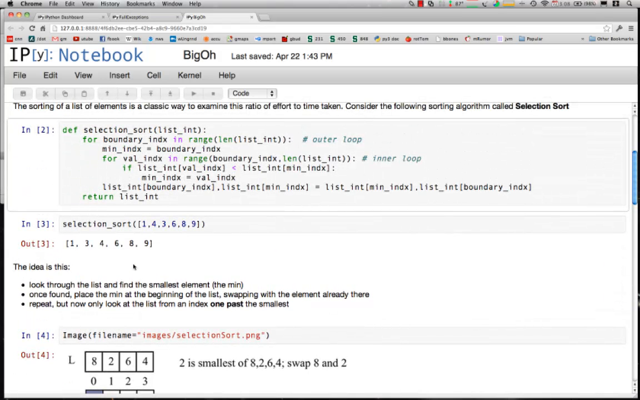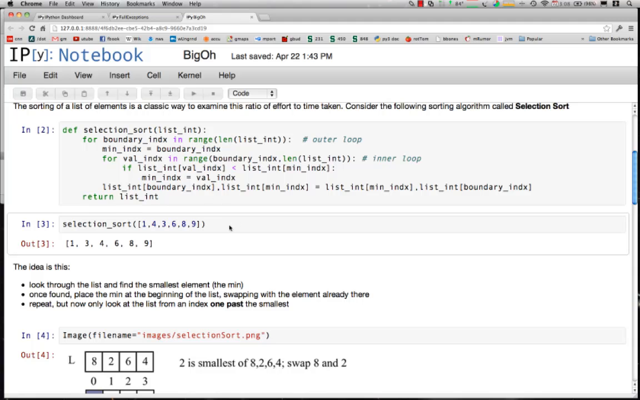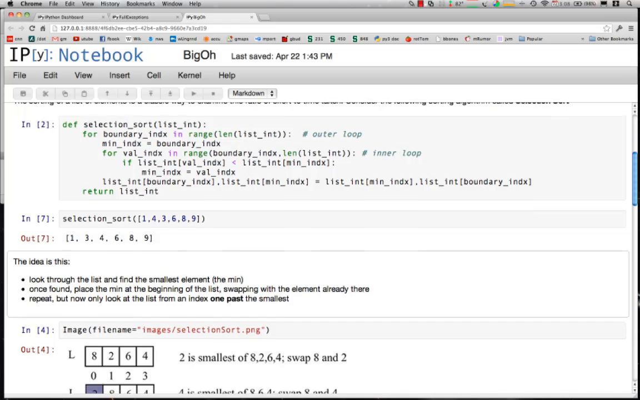Here is the algorithm for doing that. We have an outer loop which goes through one at a time, finding the smallest element and putting it in place, and then the inner loop that looks through the list to find the smallest element. And if we apply this to something like a list of elements, we get the ordered list to come out.